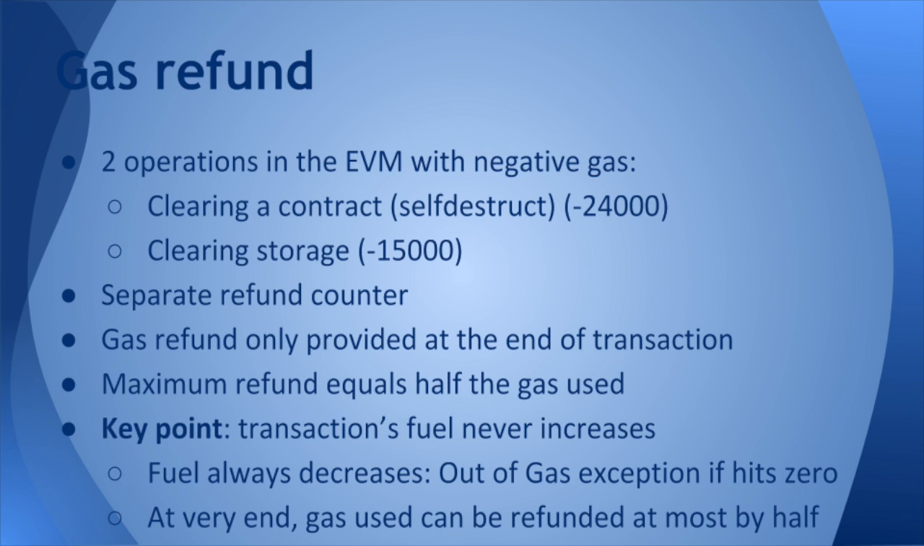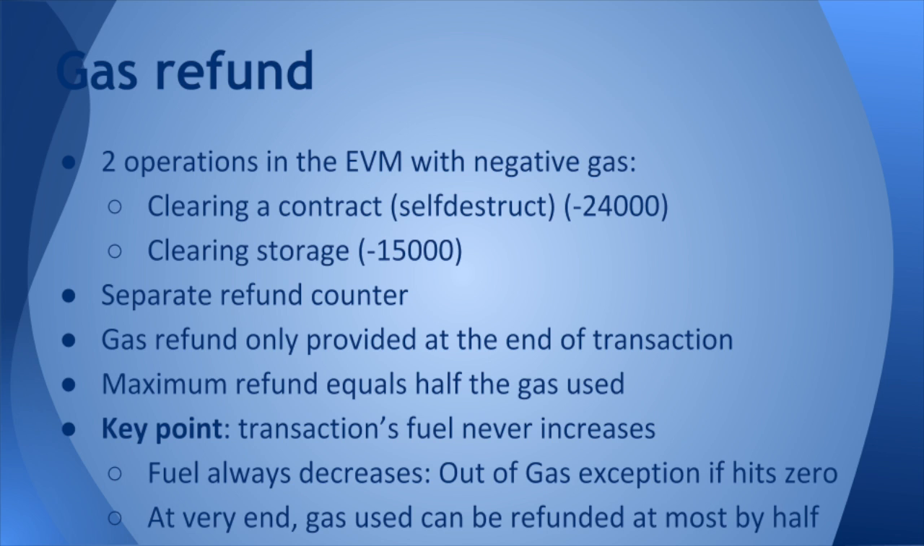The other operation that has negative gas is clearing some storage in the EVM, and that has minus 15,000. Gas refund is one of the more technical things, but I'm going to try to cover the whole complete technical parts about it in this slide. The way the refund works is it's a separate refund counter, and the gas refund is only provided at the very end of a transaction.